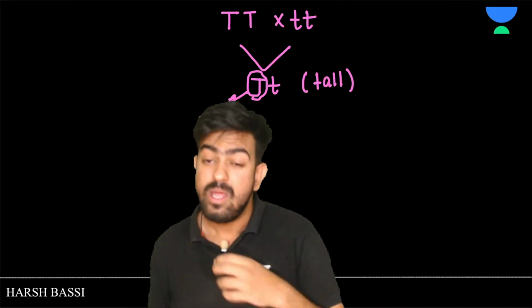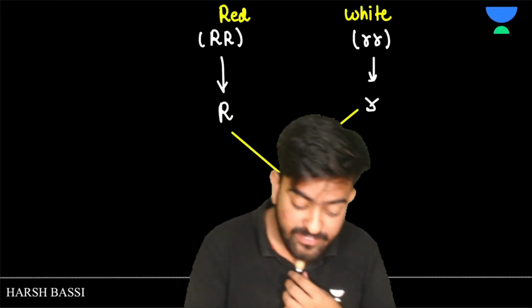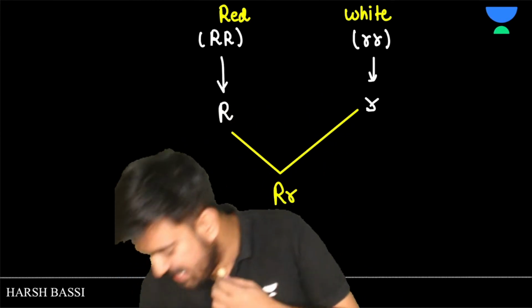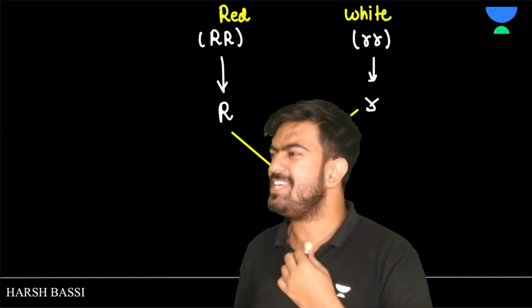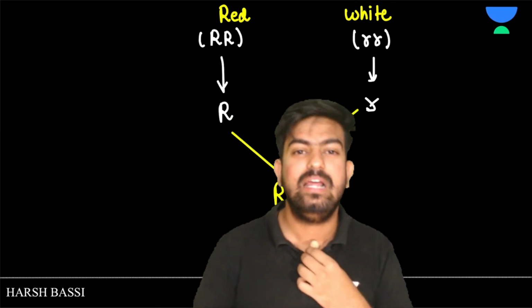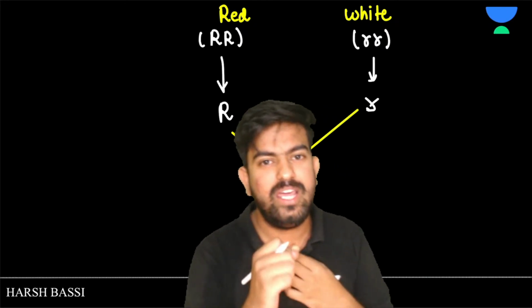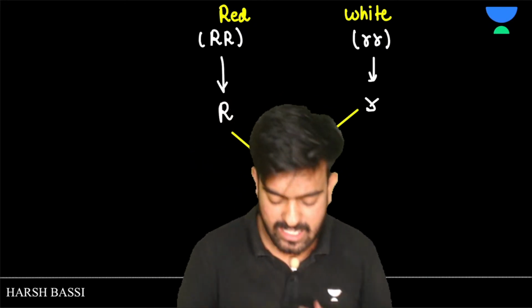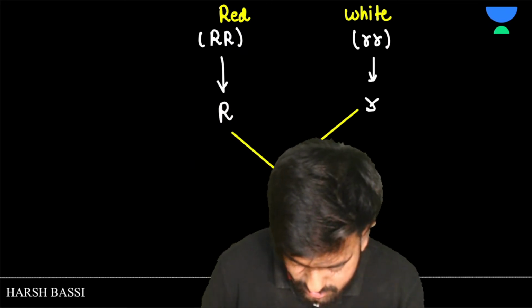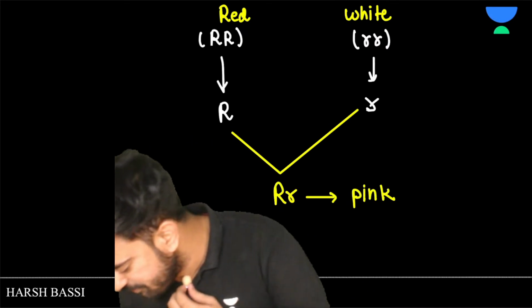So, what's the difference? The difference is, if I ask you, what will be the phenotype? You will say, sir, the phenotype will be red in color. And then I'll say no. Here the phenotype is not red in color, rather the phenotype is pink in color. The phenotype is what?